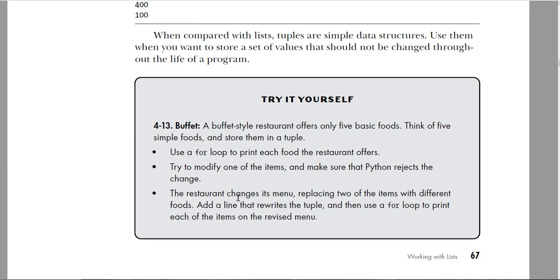It's called buffet. A buffet style restaurant only offers 5 basic foods. Think of 5 simple foods and store them in a tuple. Use a for loop to print each food the restaurant offers. Then try to modify one of the items like I did with dimensions. Once you try that and you get that type error, go ahead and comment out your line so that I can give you credit for this particular bullet. Then go ahead and reassign 2 new values into your tuple, and use a for loop again to print out the revised menu.